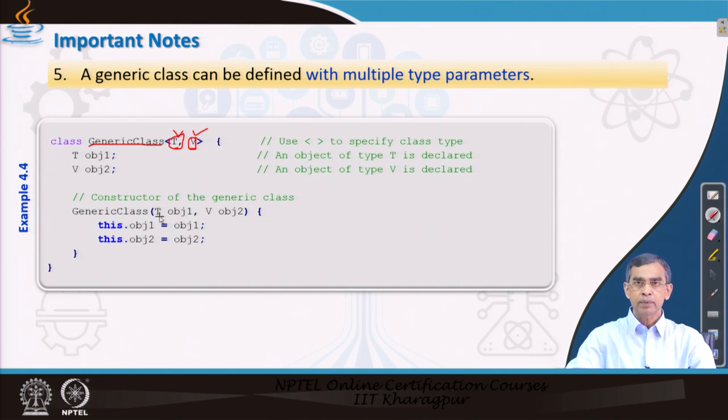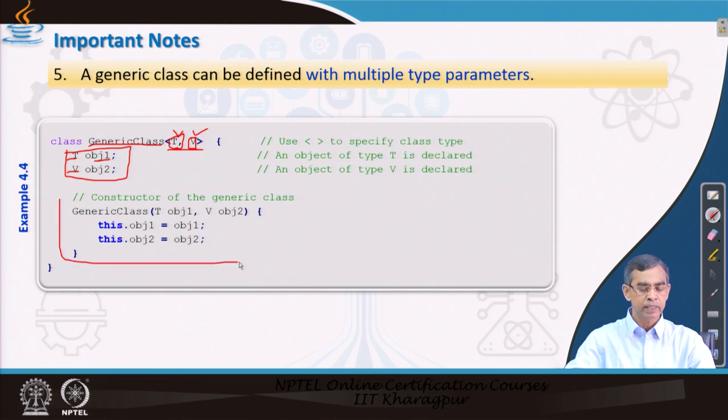Rest of the things are similar, but as we have to deal with two types, there will be two different data to be considered, T type and V type. So, object 1 can be a single value or an array of elements, no issue. This is also either single or an array. And then one constructor needs to be declared which initializes the elements for this class.